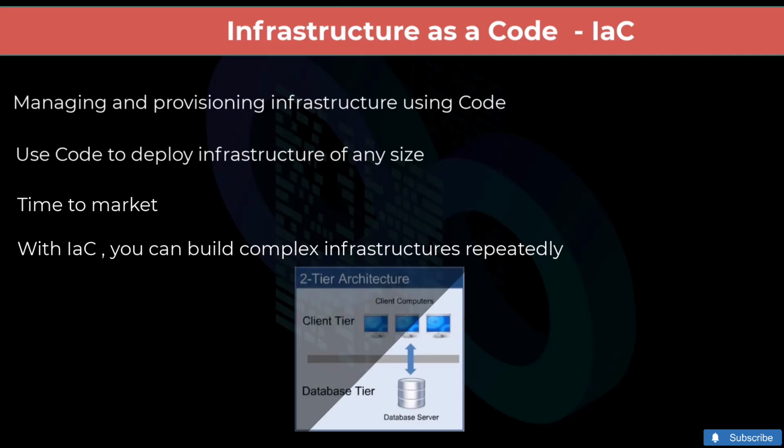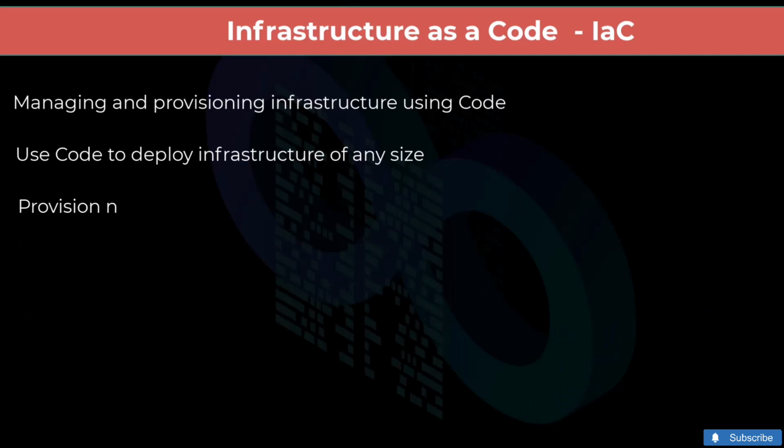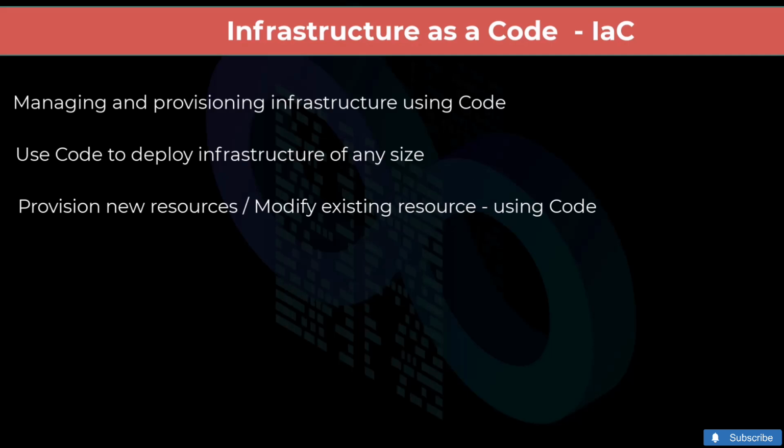Well, with infrastructure as code, you will just be working with a set of code or set of files or maybe configuration with the help of certain automation tools to actually perform those changes. You would then commit those files to, let's say, some kind of source control, which would treat it like code, and then use an automation tool to implement and act on those changes defined in that code. With infrastructure as code, provisioning new resources as well as changing existing resources are both done through automation.